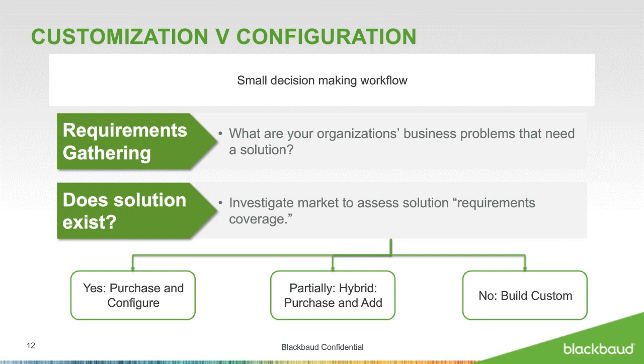If maybe only 70 to 75% of your requirements are addressed in the marketplace, you could purchase that and add customizations to it. That's kind of partial customization. And if they're not passing a threshold of, let's say, 50 or 60%, you might want to build some software on your own.